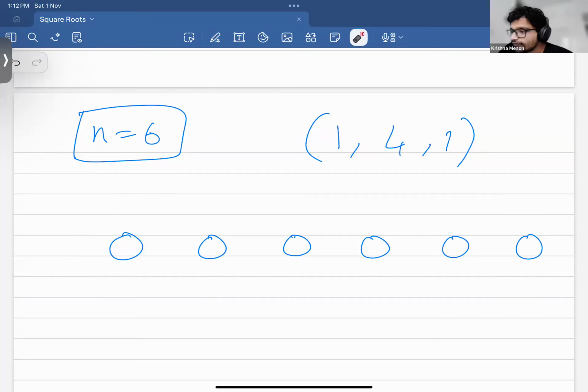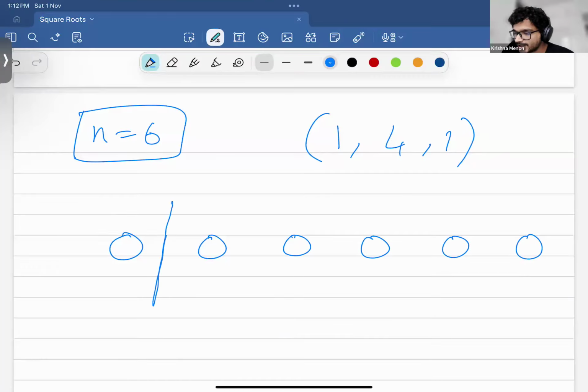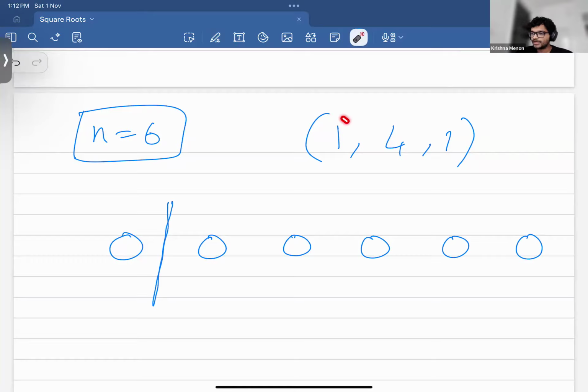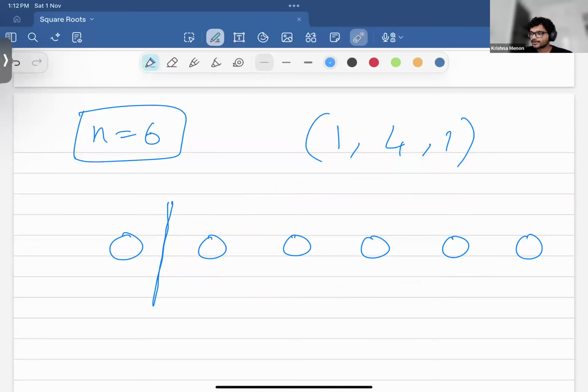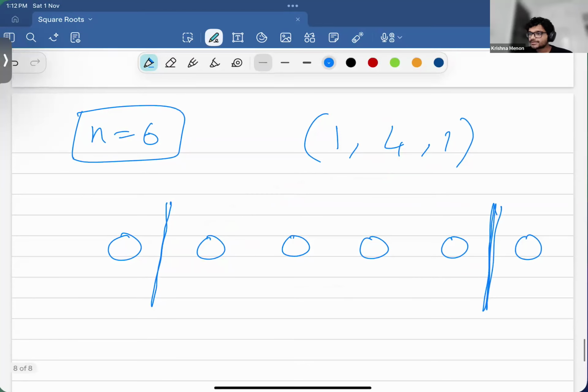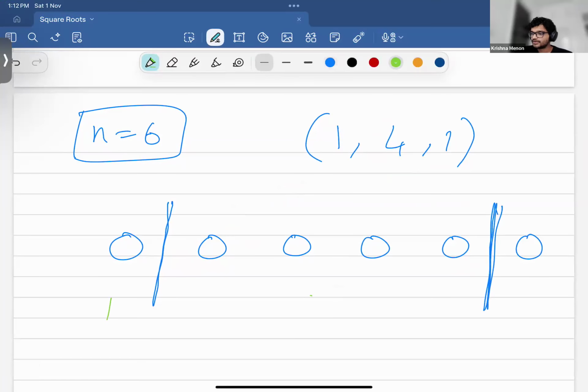The way we represent the split is, we'll draw a line after the first ball. So that represents this 1 over here. Then next we have 4, which we will represent as these 4 balls over here. Then we'll draw a line over here. So this represents exactly 1, 4, 1.